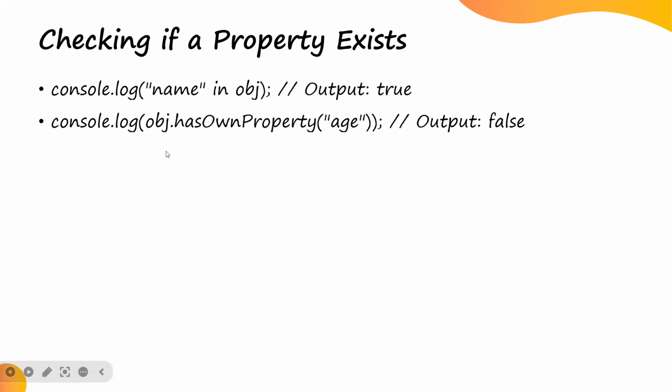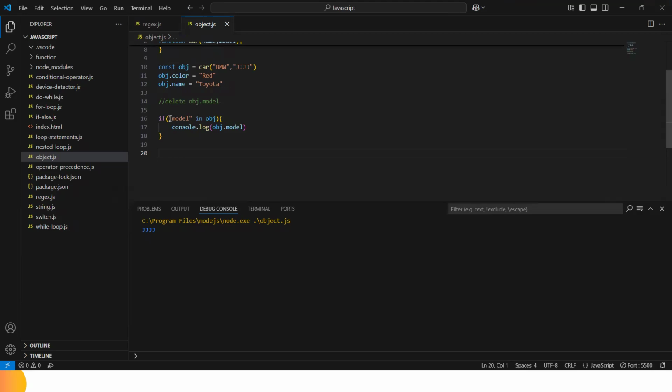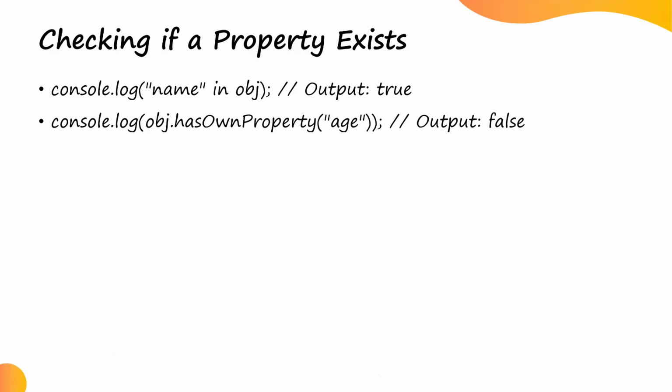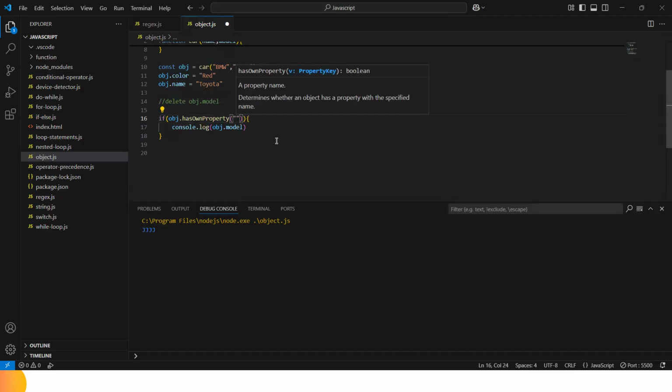You can also say object.hasOwnProperty. So let's go and check it. Instead of doing this model in object, I can change it and say obj, which is the variable, the object identifier, dot hasOwnProperty. It's a function that will take the name of the key of the property you're asking for. So we have color. Yeah, we have color. If this is true, it will print the color for us.